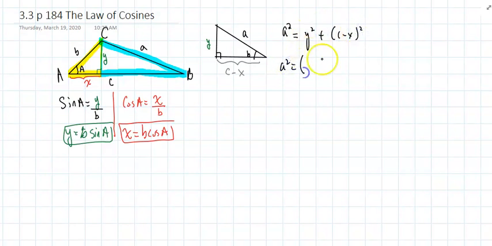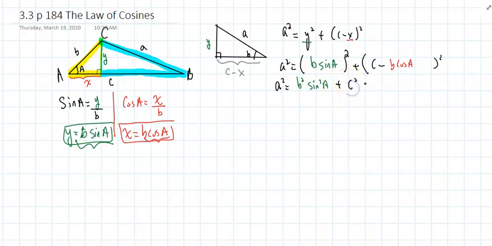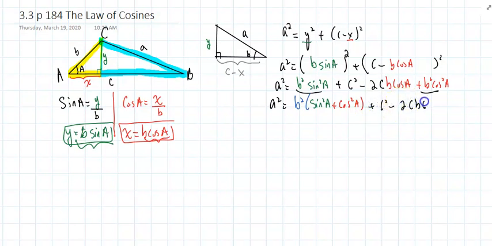So a squared would be, if I replace y by its value, which is b sine of A, and if I replace x by its value, which is b cosine of A, I would notice that a squared equals b squared sine squared of A, plus c squared minus twice c times b cosine of A, plus b squared cosine squared of A. If I combine those two, factor a b squared out of those, I would have sine squared of A plus cosine squared of A, plus c squared minus twice cb cosine of A.